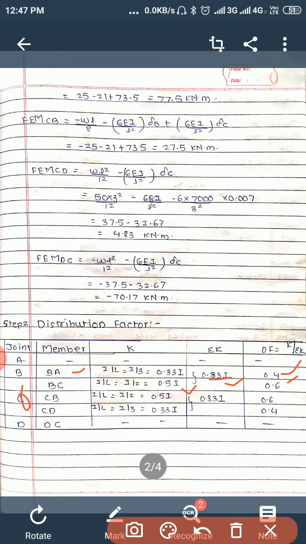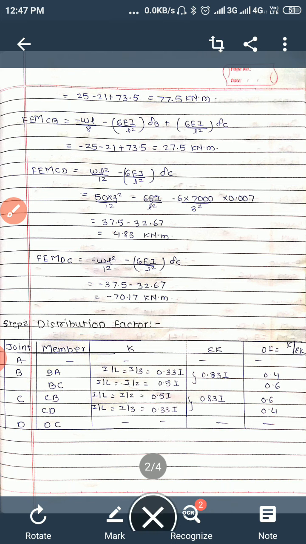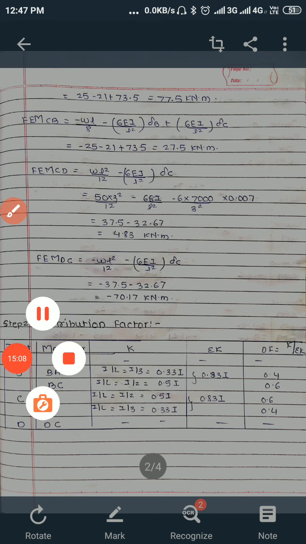Similarly for C joint, we'll add up this 0.5 and 0.33, we'll get 0.83I. Then distribution factor is the ratio of member stiffness, that is 0.5I, to the joint stiffness, that is 0.83I, will get 0.6, and 0.33I divided by 0.83I will get 0.4. Okay, is it clear to you? This is the distribution factor.